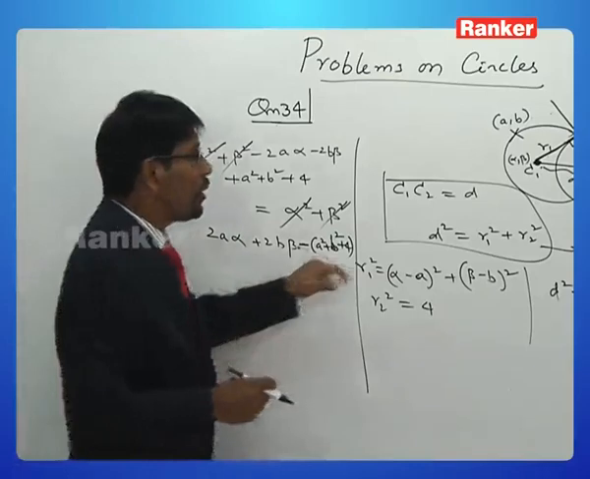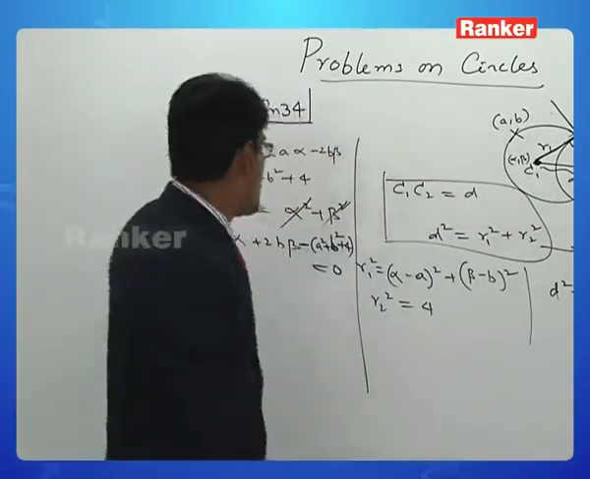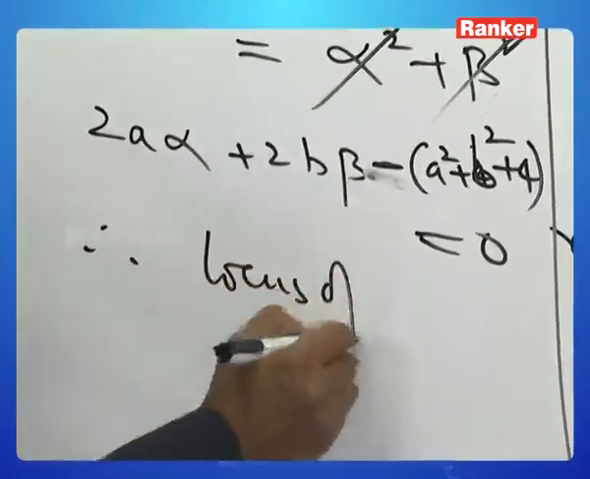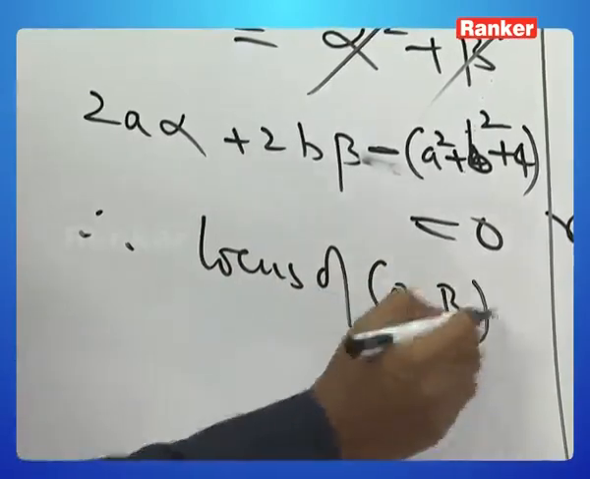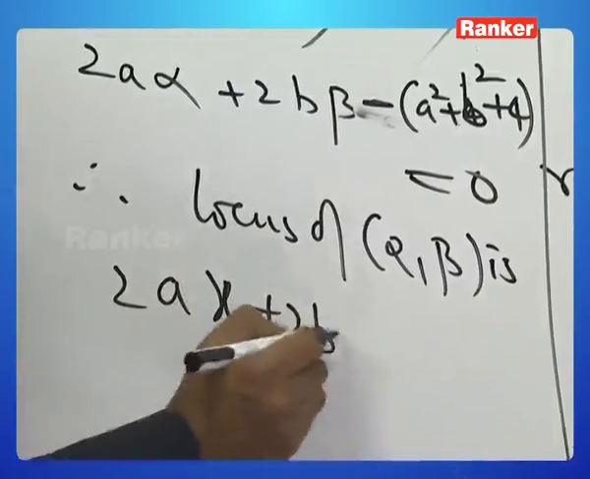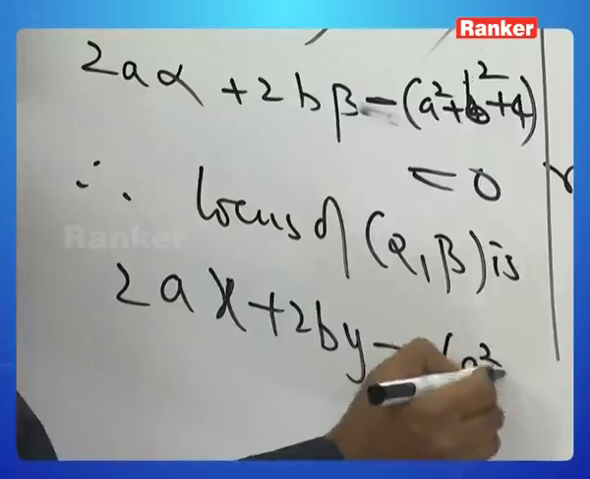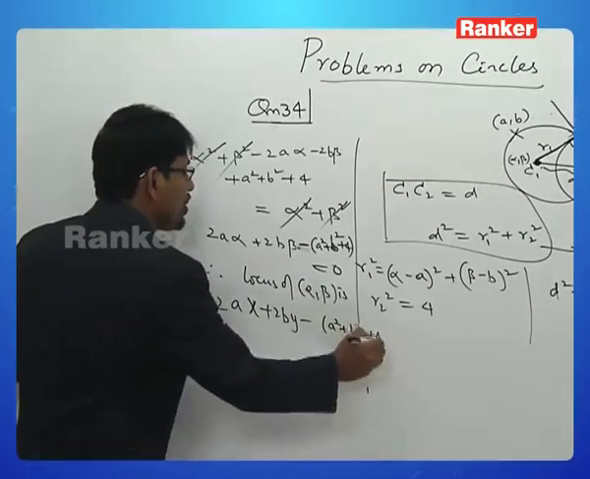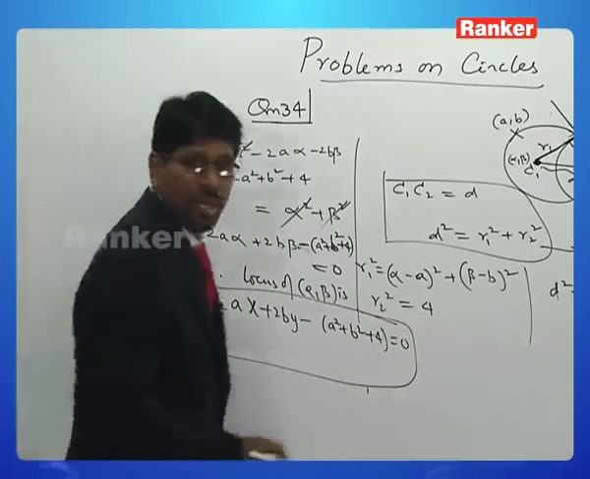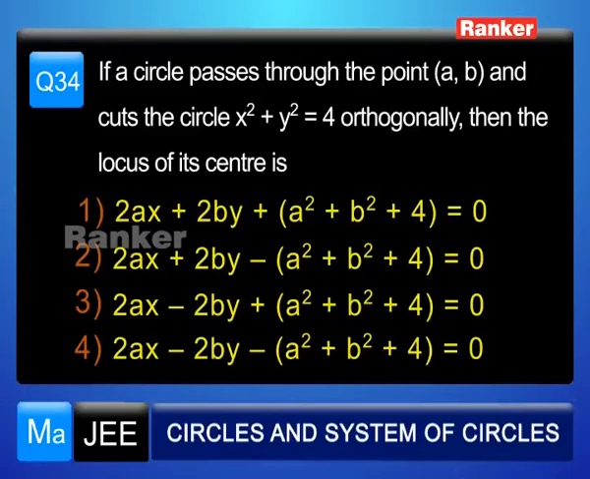But then we wanted the locus of alpha comma beta, so we replace alpha comma beta by the general coordinates x, y there. Therefore, the locus of alpha comma beta is 2ax plus 2by minus (a square plus b square plus 4) is equal to 0. So this is the required locus, and that is appearing in option 2. Option 2 is the right option there.